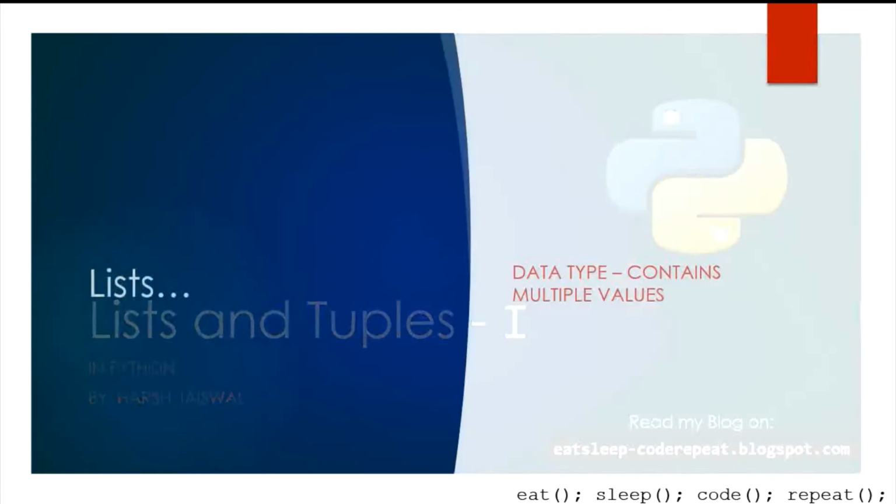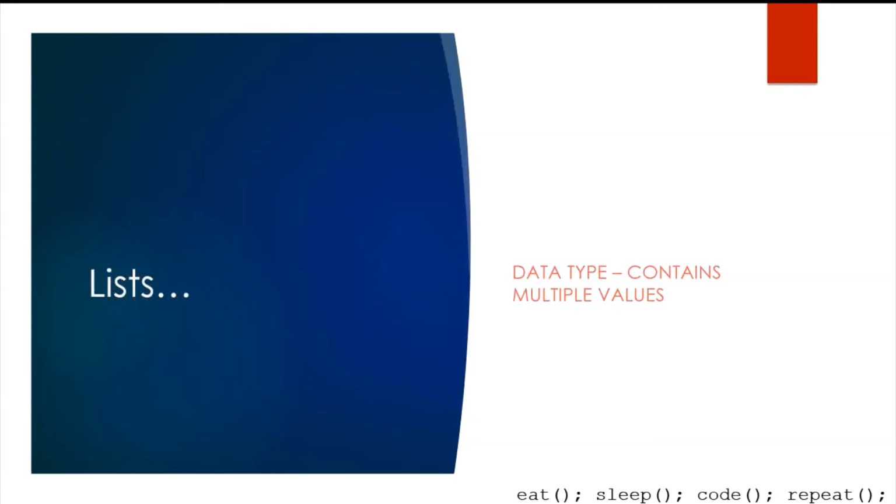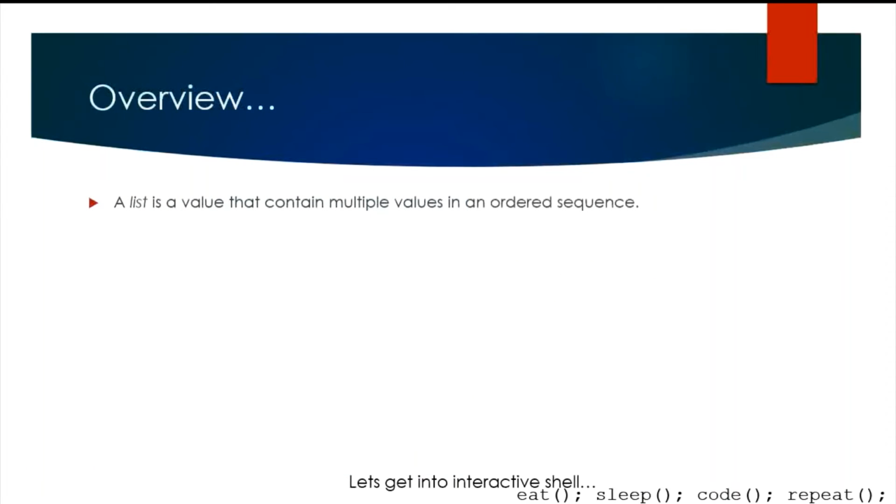Let's get into it. A list is a data type which contains multiple values. A list is a value that contains multiple values in an ordered sequence. So it is an ordered sequence. This data type is a sequence data type as well. That means we're going to use indexes as we have done for strings.